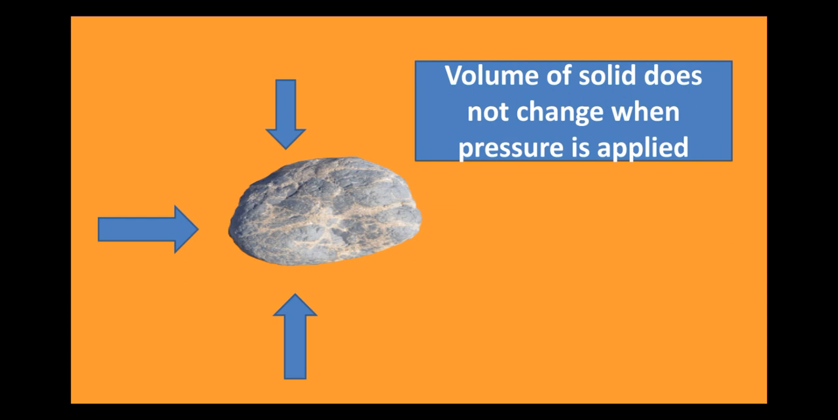Once again, let us take the example of a stone. When we apply pressure on the stone from all the sides, does the volume change? No, the volume remains the same. Hence, we can understand that in case of solids, when we apply pressure, the volume remains constant. The volume does not change. Hence, solids are incompressible in nature.